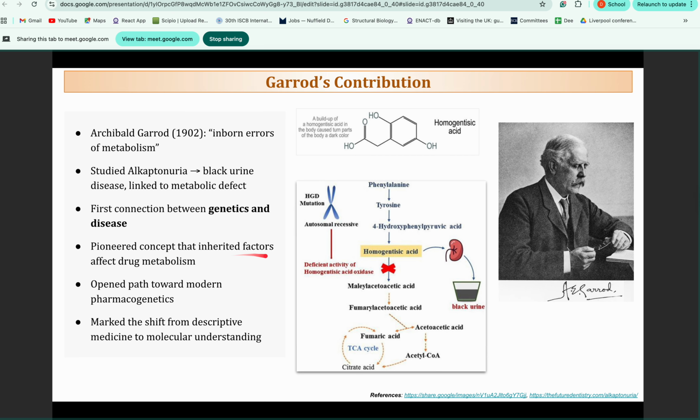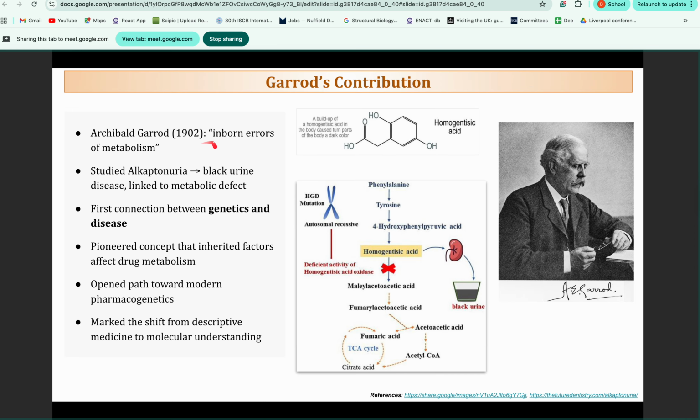He pioneered the concept that inherited factors affect drug metabolism, and he opened the path towards modern pharmacogenetics, which means that when we design a drug, we not only look at the drug, but we also look at the genetics of that particular person, and that is known as pharmacogenetics. And it marked the shift from descriptive medicine to molecular understanding.